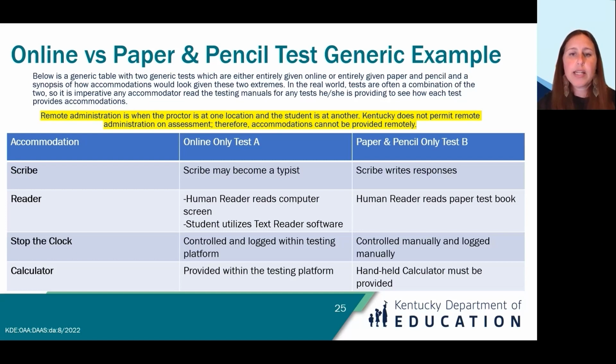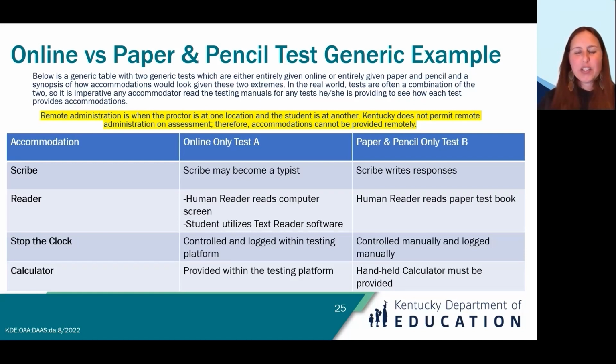Stop the clock on an online test is likely controlled within the testing platform, whereas on a paper and pencil test, it would have to be manually logged. Calculators on an online-only test are likely provided within the testing platform, but on a paper and pencil test, a handheld would be provided. Once again, the accommodations themselves are the exact same.